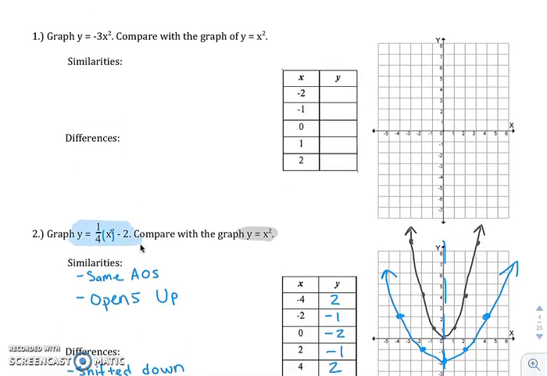So it gives you the values to plug in, and you're just going to put them right in there for the x. Remember to do your order of operations first. Square the value you plugged in, then multiply by negative 3.